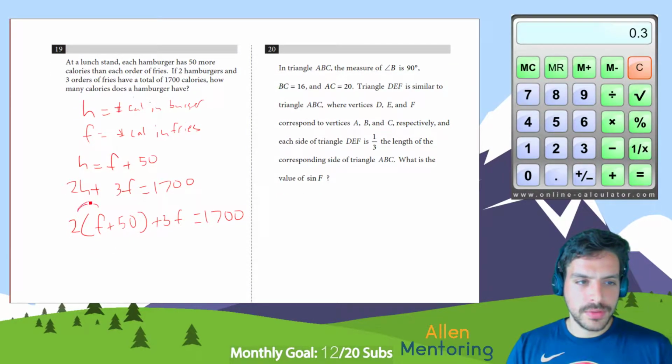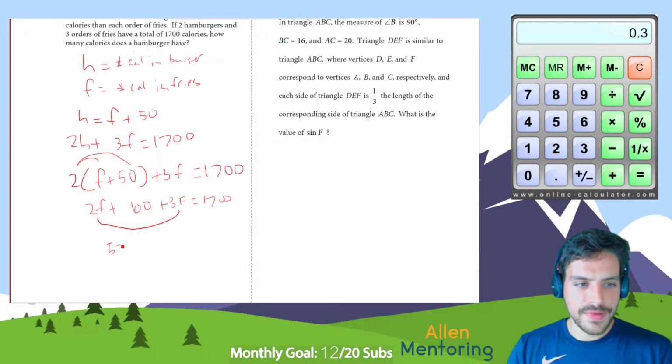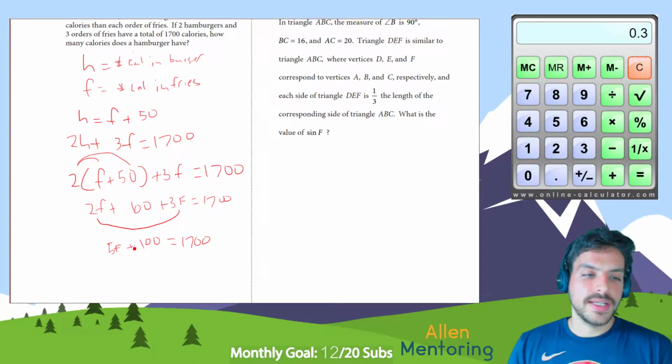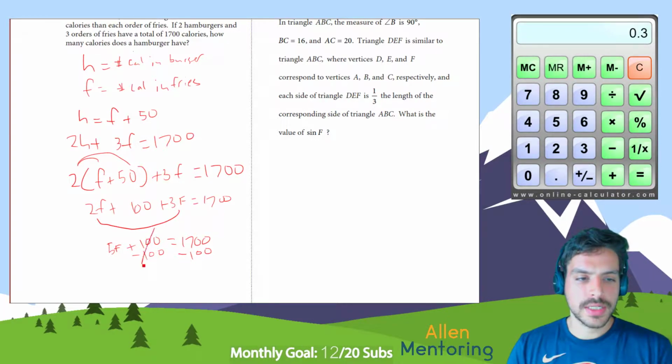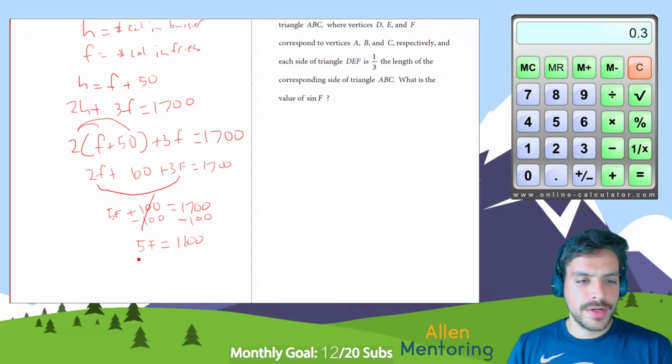So we'll distribute, okay, the 2. So 2F plus 100 plus 3F is equal to 1700. We're going to combine these like terms. So 5F plus 100 is equal to 1700. We want to isolate 5F first, so we'll subtract 100. We'll do the opposite to both sides. 5F is equal to 1600. And now we're going to divide both sides by 5.